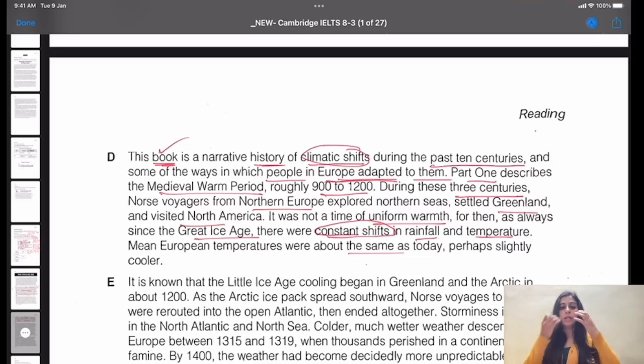Okay, so here in this paragraph, we ask ourselves the question again, what is this paragraph trying to tell me? What is this paragraph trying to convey? So the answer is very simple, that this paragraph is trying to tell you about some book which has a mention of the climatic shifts during the past 10 centuries of these people, what they did, how they adapted, especially in case of Europe. Okay, let's go back.